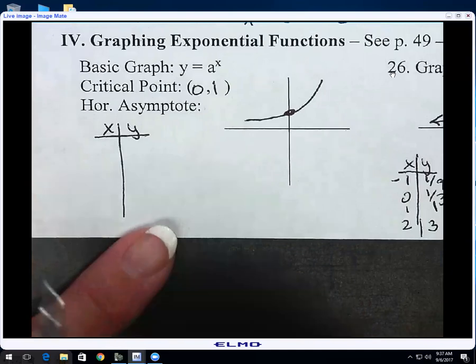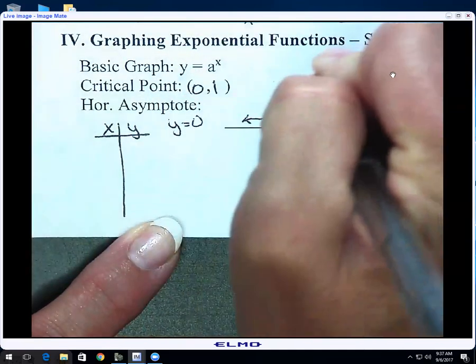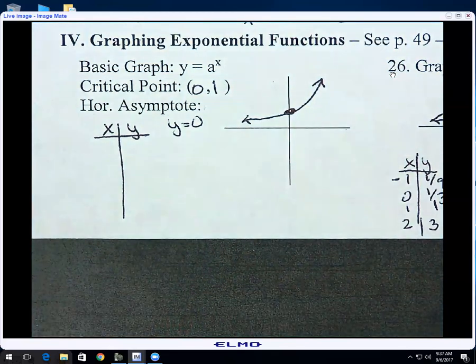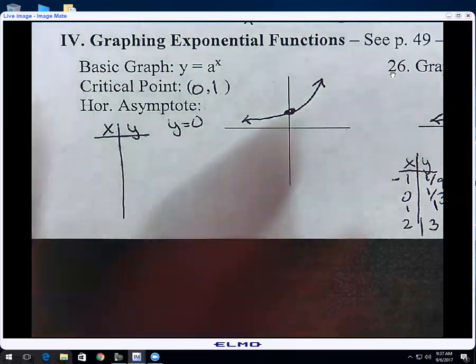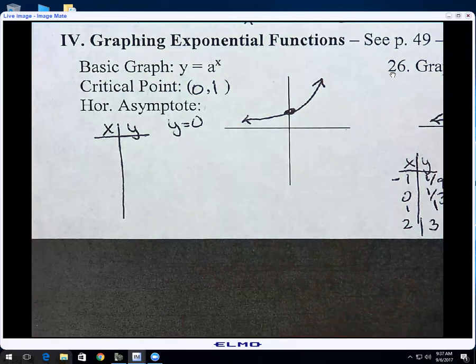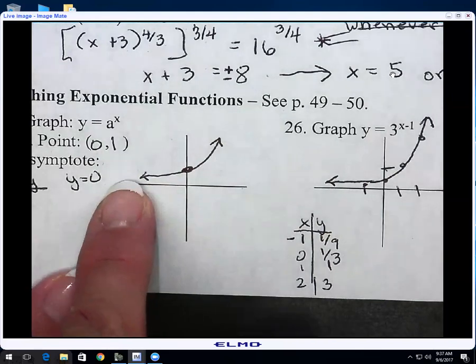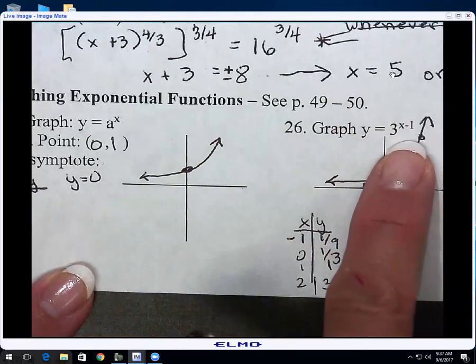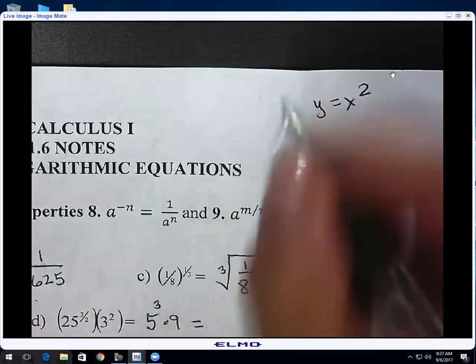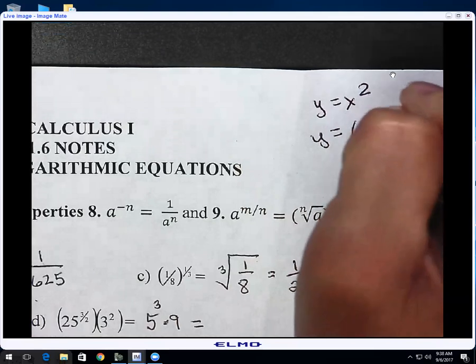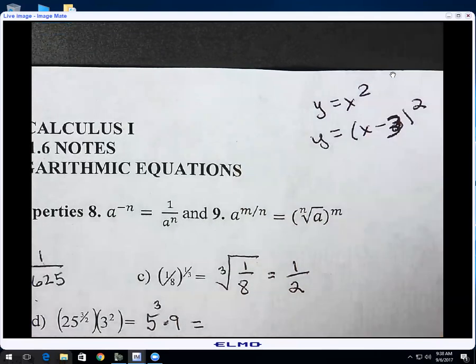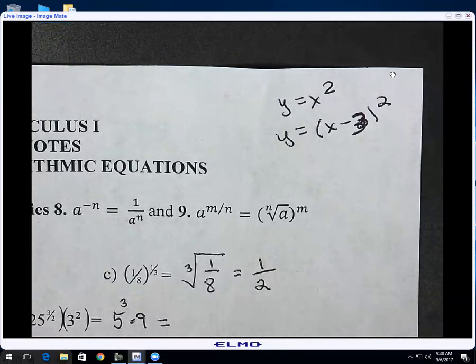But the critical point is 0, 1, and the horizontal asymptote is y equals 0, unless the graph has been shifted up or down. And the same things that shift parabolas, left, right, up or down, or flip them upside down, those very same things shift the exponential function, left, right, up or down, or flip it upside down. This one that we graphed by making a table, if I had known what the basic shape of any exponential function looks like, I could say, well, this one's going to look just like it, except for, remind me this real quickly. If I'm graphing y equals x squared, but then I subtract 3 before I do the squaring, how does that affect the graph? Shifts it to the right 3.